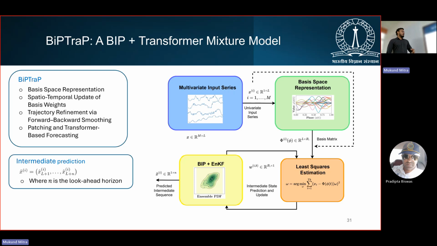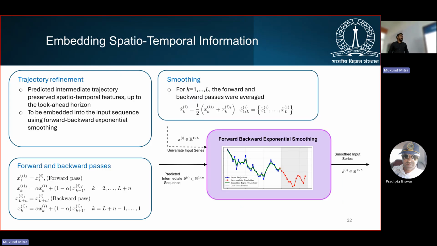Kalman filters. So we repeat this process multiple times, basically n times, where n is the look ahead horizon or the intermediate prediction length, you could say. So this is the intermediate trajectory that we get. This intermediate trajectory has preserved the spatiotemporal features or information of the data set, and this has to be embedded to the input sequence.